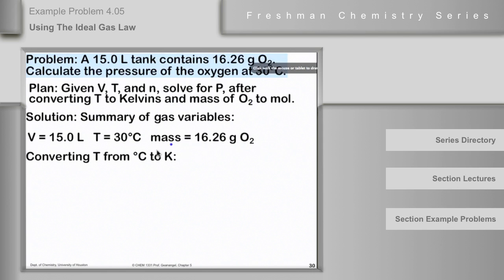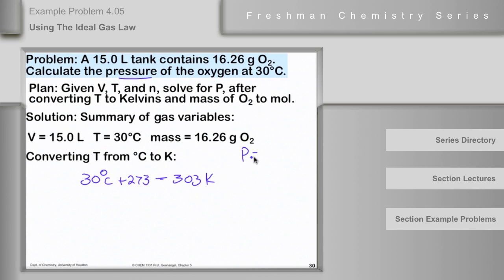We have 30 degrees Celsius plus 273 will be 303 kelvins. Okay, we're going to use PV is equal to nRT, and we're going to solve for P.